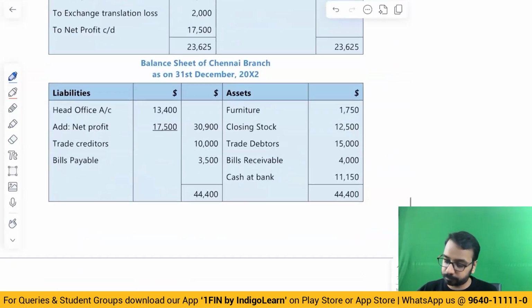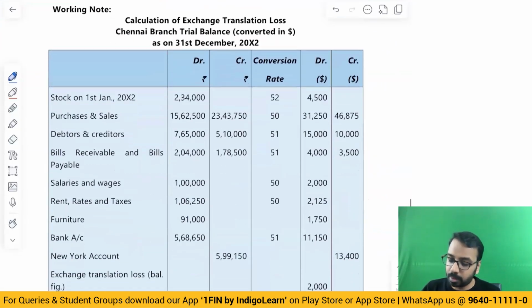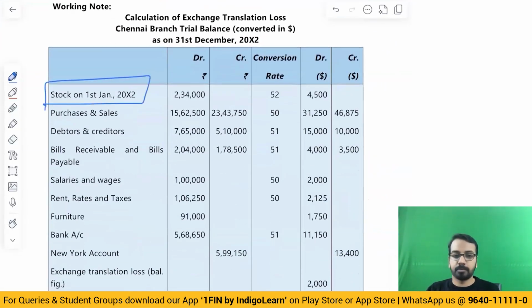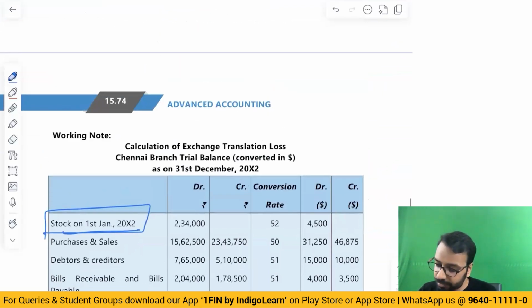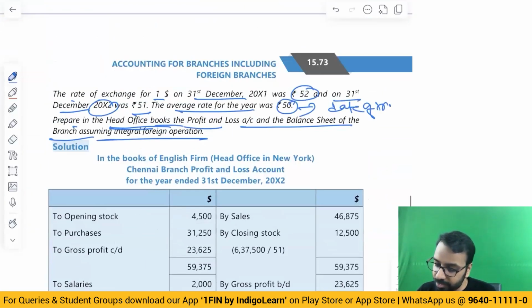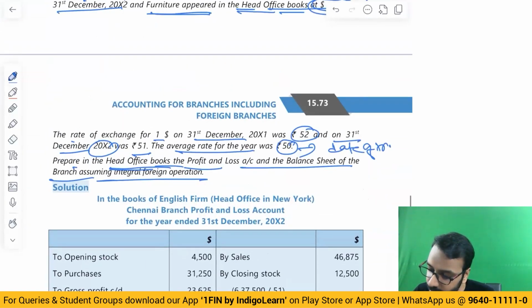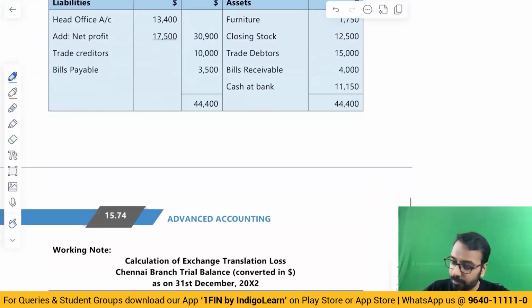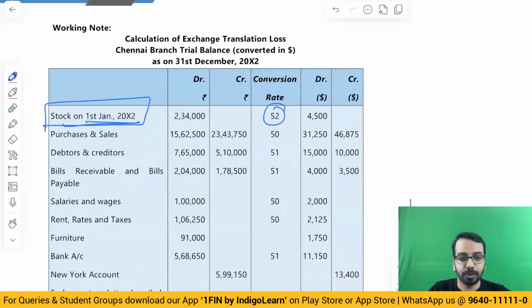Now, opening stock. Opening stock, this was from what? The previous balance sheet, right? Stock on 1st of January of year 2. What they have said? The exchange rate was 52. So when we valued that inventory, what was the rate? 52. So when you have to value it now, you will consider 52.